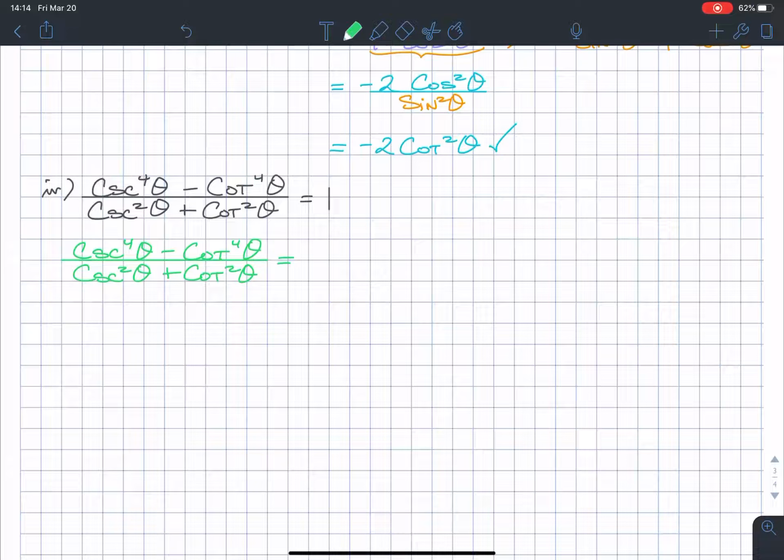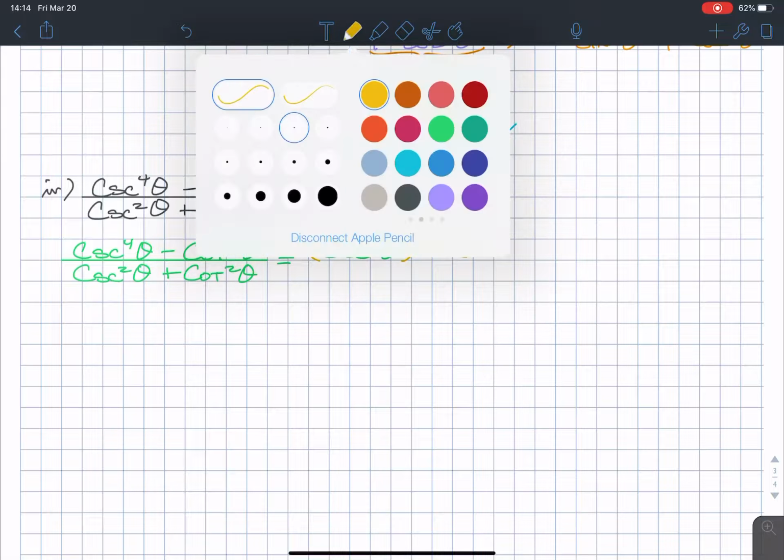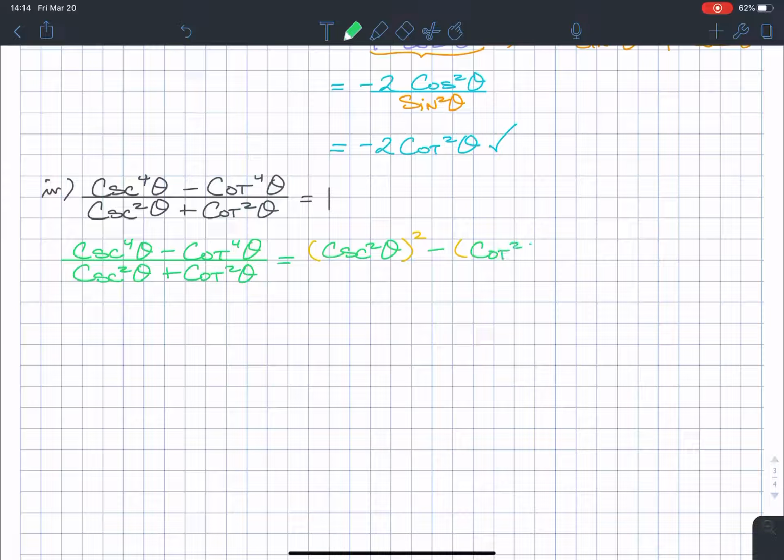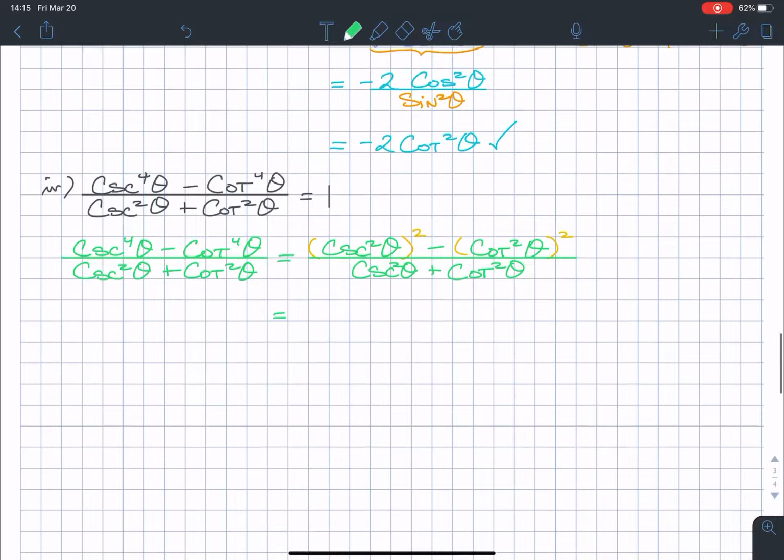So remember, I can't set it equal to the right-hand side. I have to prove it's equal to the right-hand side, but I claim that in the numerator, what I really have is cosecant squared theta quantity squared, because when you raise a power to a power, we multiply, and 2 times 2 is 4, minus quantity cotangent squared theta squared, which will give me the 4th power, all over cosecant squared theta plus cotangent squared theta.